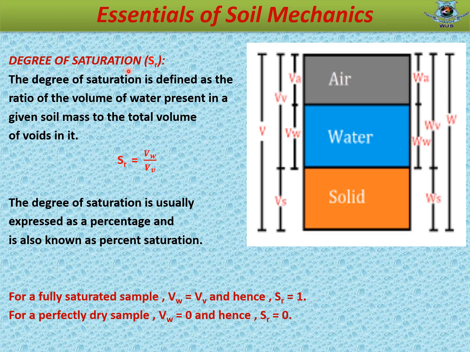Degree of saturation Sr. In a given volume of voids of a sample, some space is occupied by water and the rest by air. In a fully saturated sample, the voids get completely filled with water. The degree of saturation Sr is defined as the ratio of the volume of water present in a given soil mass to the total volume of voids in it. So we can say degree of saturation Sr equal to volume of water Vw divided by volume of voids Vv.